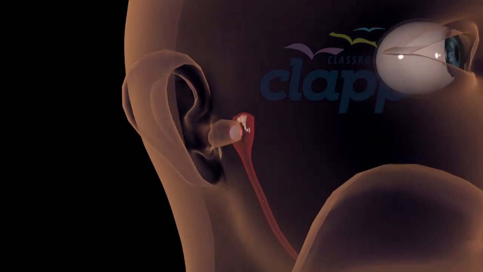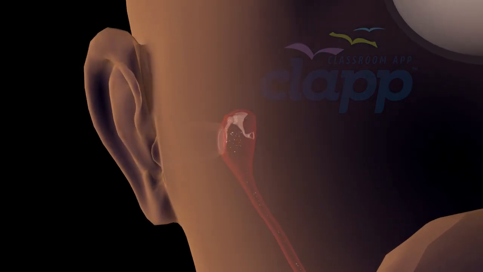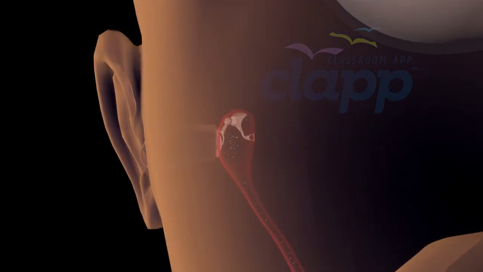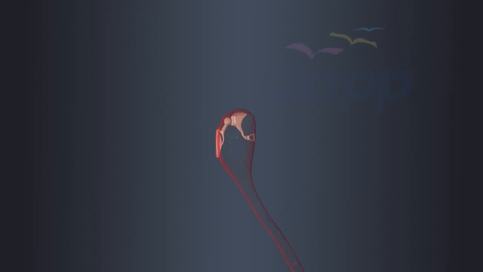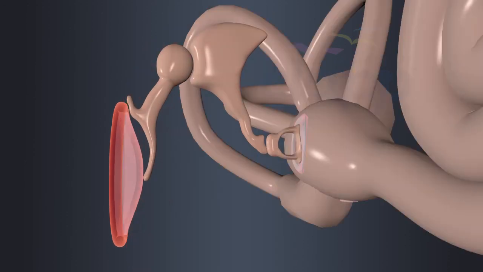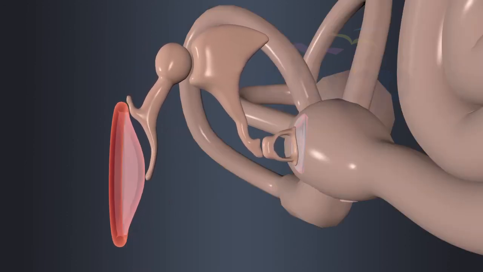Middle ear. The middle ear is a small air-filled cavity located between the outer ear and the inner ear. It is a crucial part of the auditory system and plays a vital role in transmitting sound vibrations from the eardrum to the inner ear, where sound is converted into electrical signals that the brain can interpret.